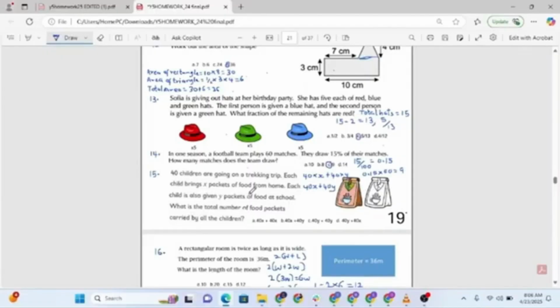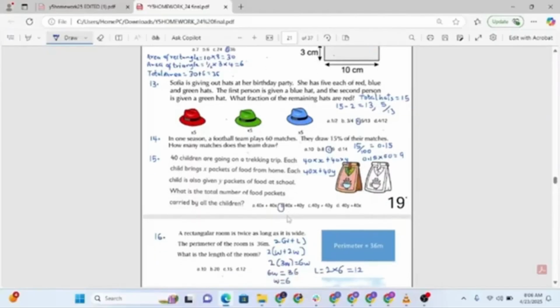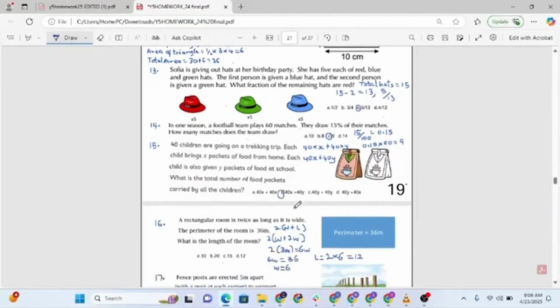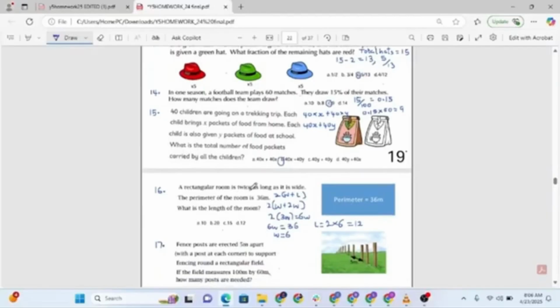Step 3. 40 multiplied by (X plus Y) equals 40X plus 40Y. Final answer. The total number of food packets is 40X plus 40Y. The correct answer is option B, 40X plus 40Y. Question 16. A rectangular room is twice as long as it is wide. The perimeter of the room is 36 meters. What is the length of the room?